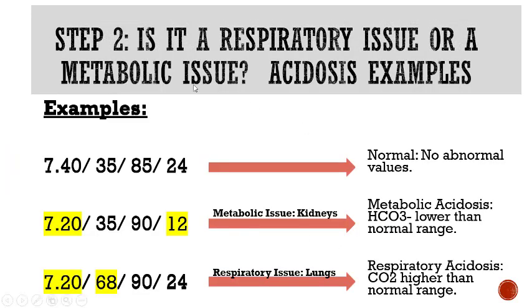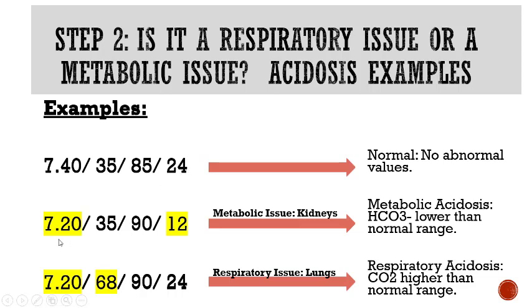So, is it a respiratory issue or metabolic issue? Here are some acidosis examples for you guys. I am starting off with a normal blood gas. So 7.40, normal. 35 is a normal value for your CO2. 85 is a normal value for your PaO2. 24 is a normal value for your bicarb.